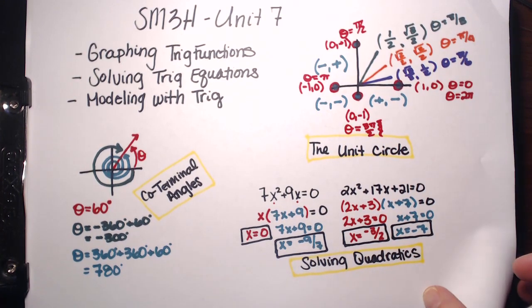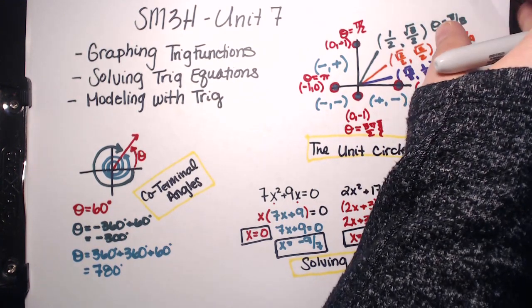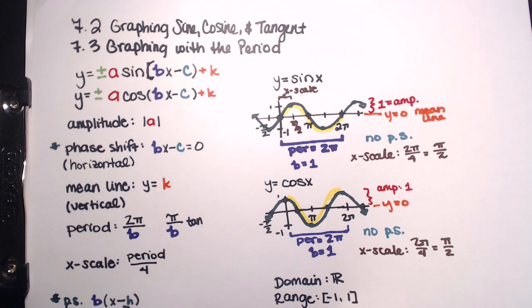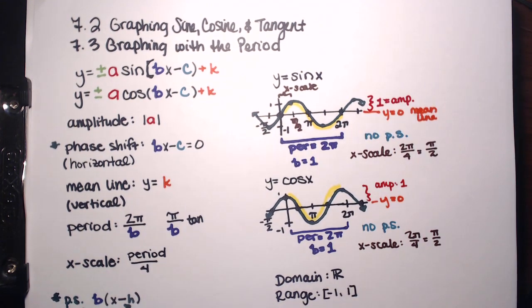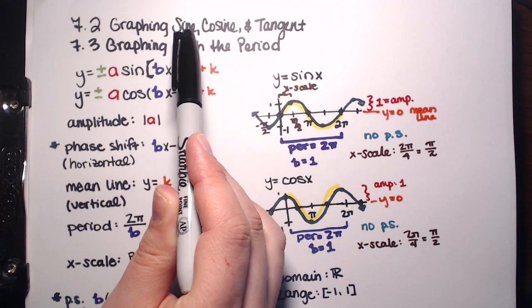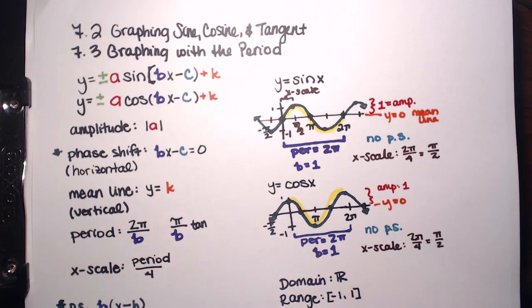Okay, so we're going to start with 7.2 and 7.3, and I'm going to do it a little differently. So we're going to look at those together. And basically this is what you need to know. So for 7.2, we did graphing sine, cosine, and tangent. And 7.3, we did graphing with the period. Now I'm going to focus just on sine and cosine with this video, and then we'll do tangents separately.